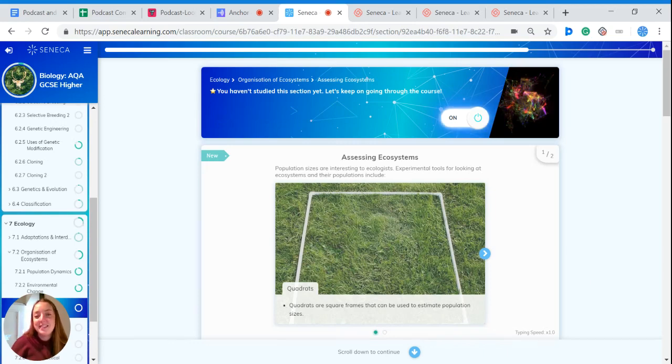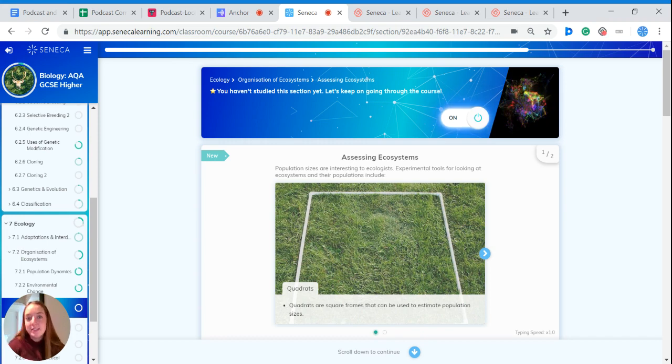This is Liz, and I'm going to talk to you about how we can assess ecosystems, see what's there and how it's distributed. Population sizes are interesting to ecologists, and there are various experimental tools that we can use to look at ecosystems and the populations within them. One of these is quadrats.